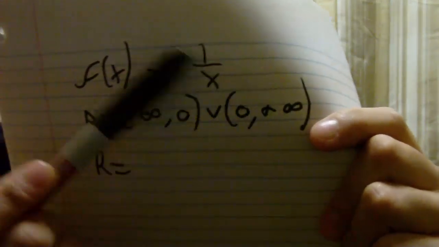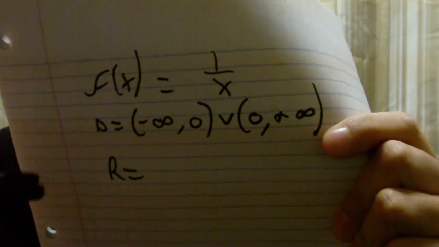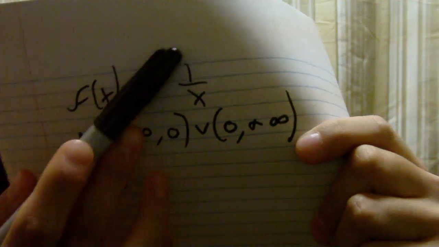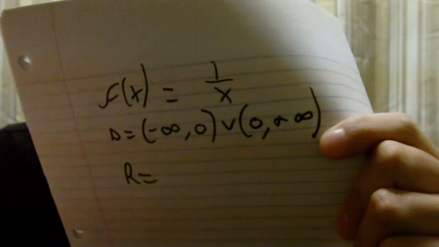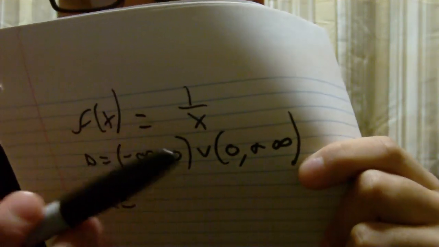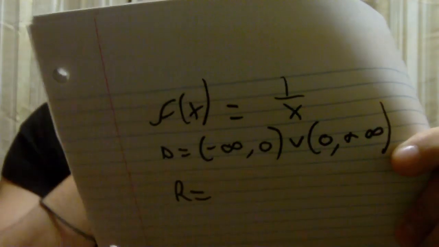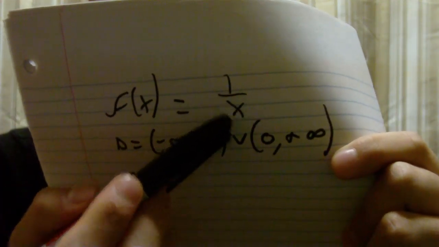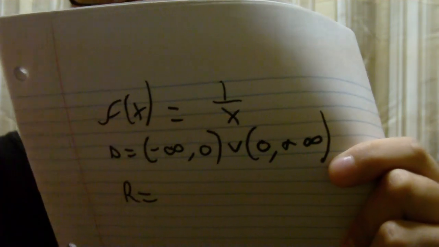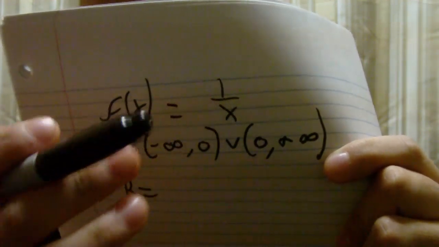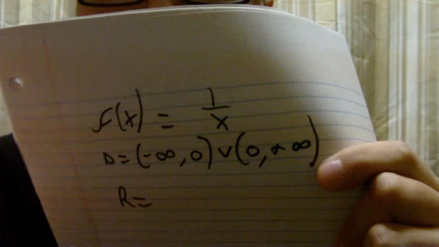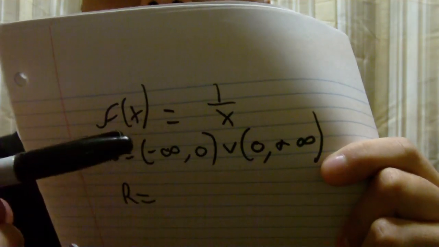Now, this fraction, right? If I were to plug in 2, what's 1 over 2? Half. If I were to plug in negative 2, that's negative half. If I were to plug in 1, then it's 1. If I were to plug in negative 1, then it's negative 1. If I were to plug in 0.5, then it'd be 2. If I were to plug in negative 0.5, it'd be negative 2.